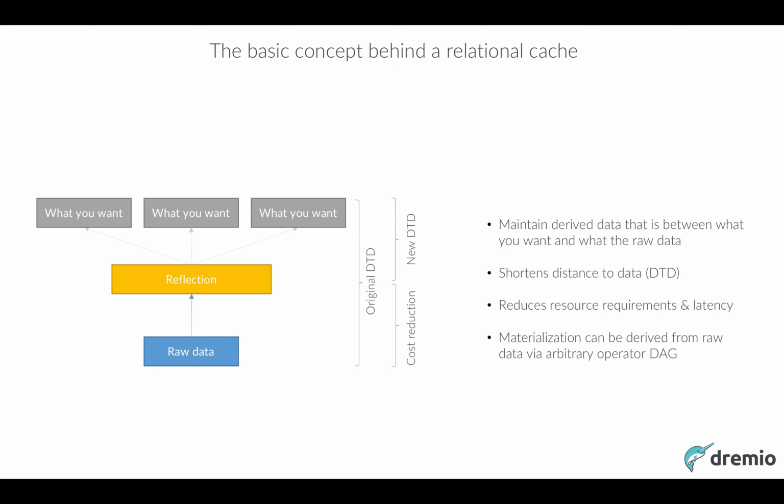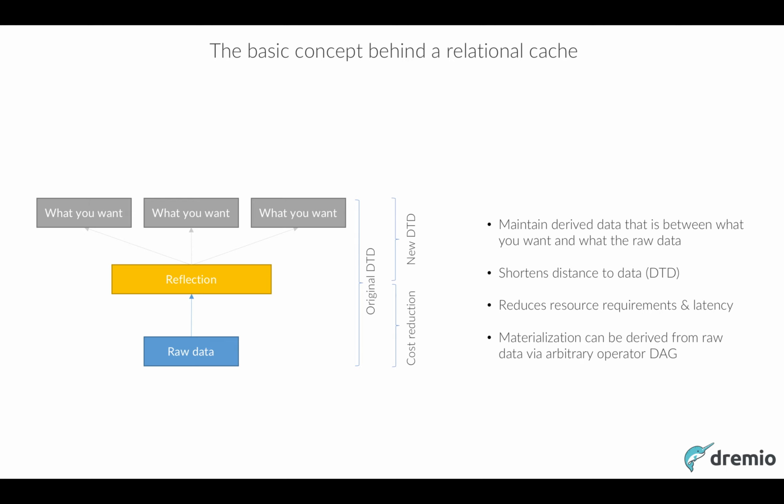So the basic concept behind the relational cache is actually very simple. Basically, what we're doing is we're maintaining derived data that is between what the user wants and what the raw data is, right? So rather than going in and scanning the raw data for every single query, we're maintaining some materialization of data that is closer to what the user, the answer that the user wants, but is not the raw data, right? And it's also not the answer that the user wants.